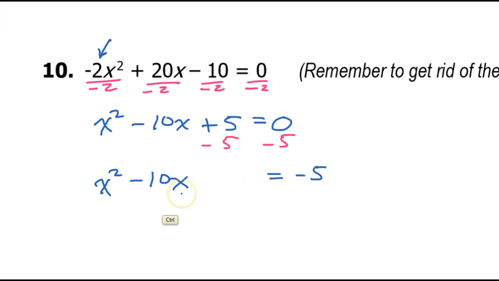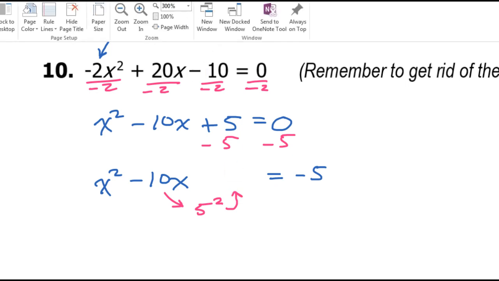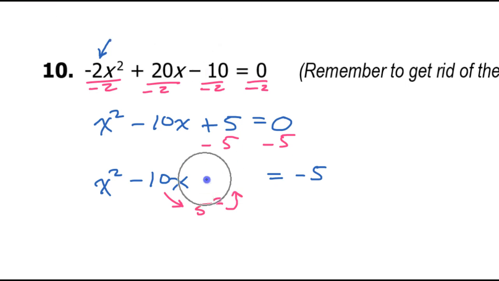The way I complete the square is I do half the middle squared. Half of this is 5. Okay? And then 5 squared is 25. So that's the number that completes the square. So I'm going to put plus 25. And please, please remember to put it on the left and the right-hand side of the equation. So that's how you complete the square.